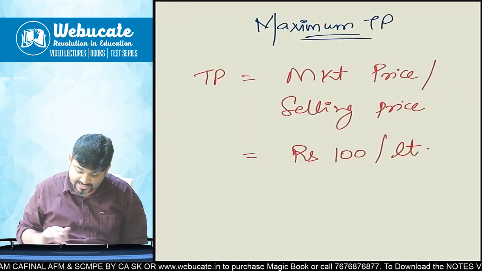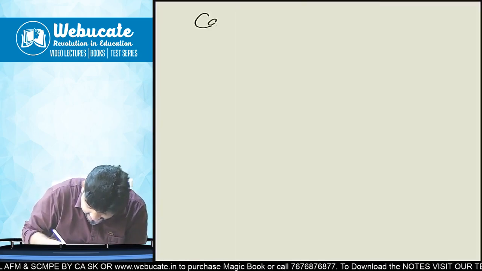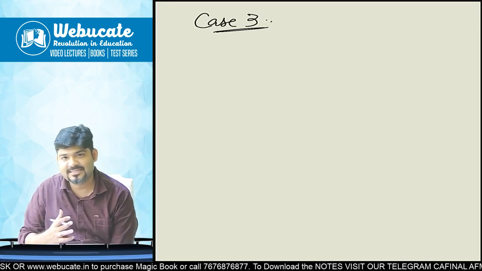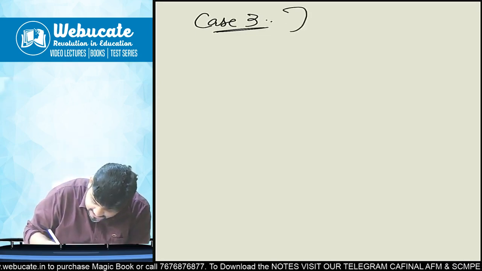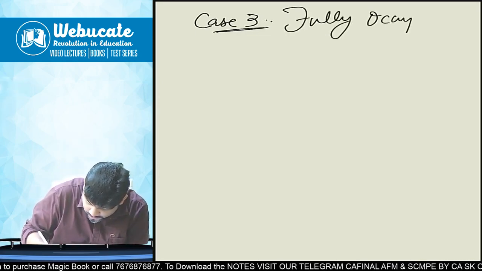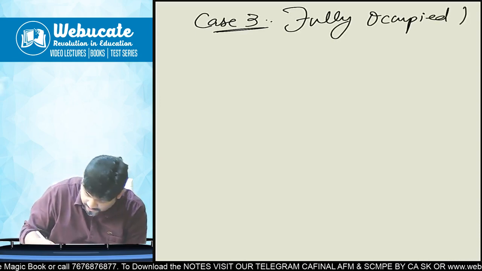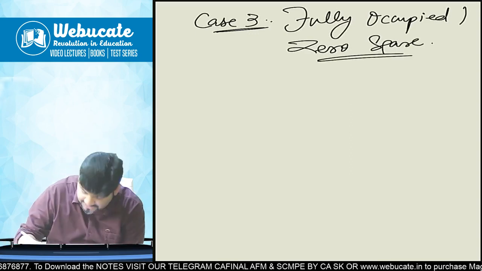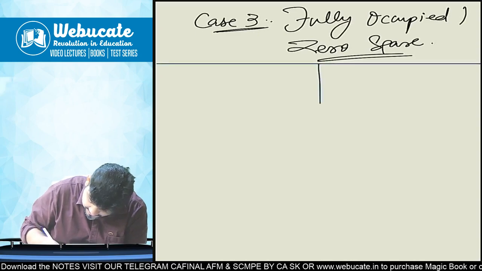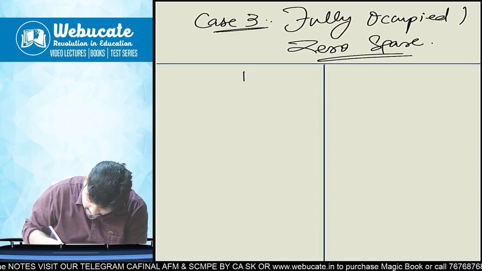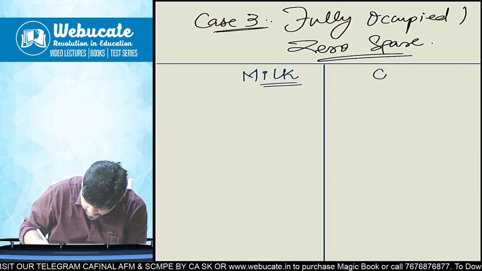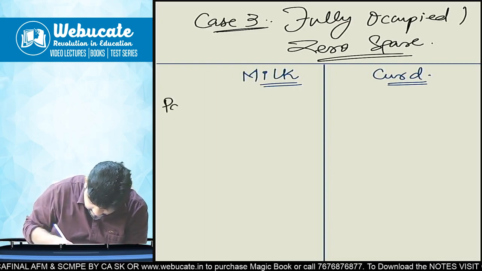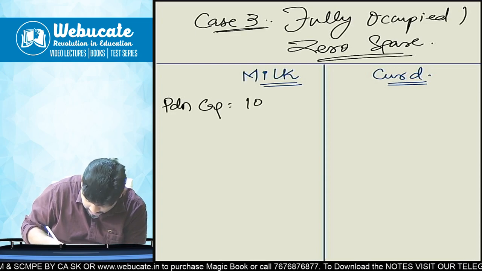Now starts case 3. Now no prizes for guessing what is going to be part of case 3. Correct? Can I say it is fully occupied or zero spare? Fully spare is done. Part occupied, part spare is done. Correct. Now it is going to be fully occupied, or what we call the zero spare. So, let's start. Same thing with an example. We have the milk division. We have the curd division. For the milk division, we have a production capacity of 1 lakh liters.